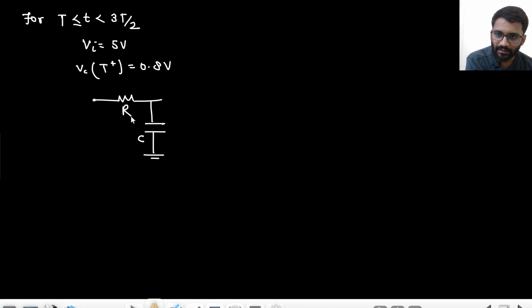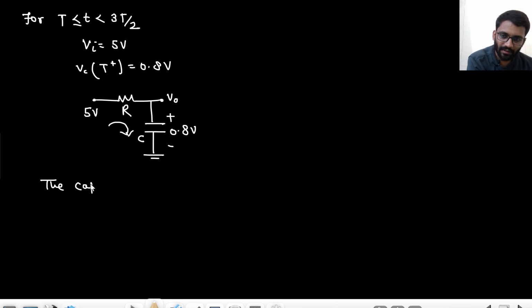This is the capacitor, this is the resistance. It is having 0.8 volt and this is 5 volt. You need to draw the V0 waveform. Okay. Now what will happen? It will try to charge, right? The capacitor will try to charge.